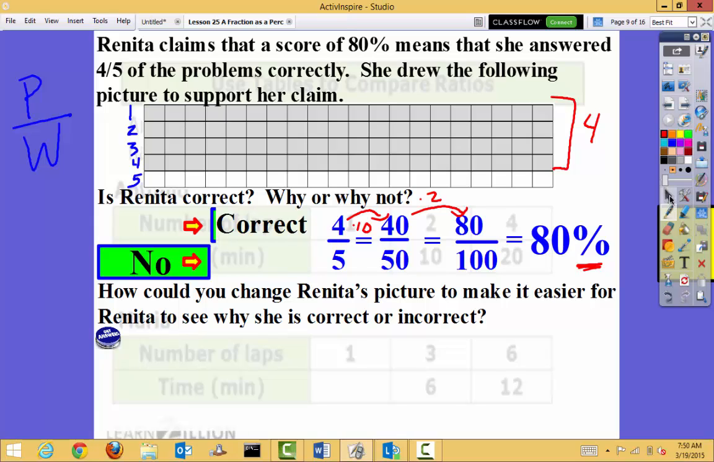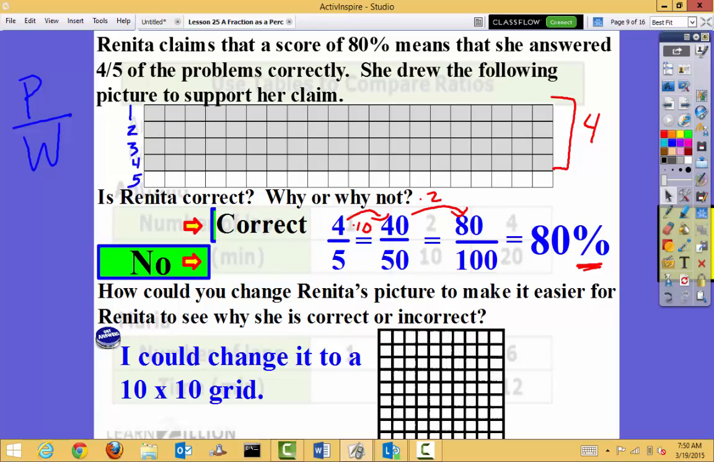Now there's an easier way Renita could have shown us. What is that? Well, this model is kind of weird. I've never seen a 20 by 5 model. So what we probably want to do is change it to a 10 by 10 grid. So let's see if we can fix that for her. She says 80% is 4/5, which is correct. So I'm going to shade in 4/5, or as I know it's now, 80%. So 8 of my boxes, or 8 columns, I'm sorry. So this model would probably be easier for people to look at and say, hey, that makes sense. However, her model is correct as well.